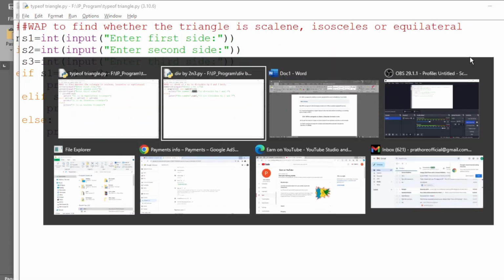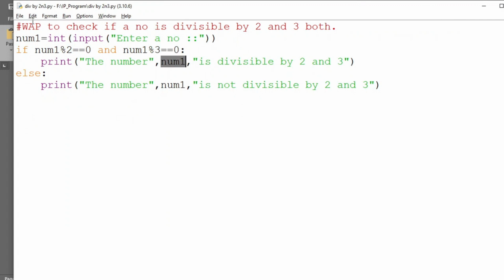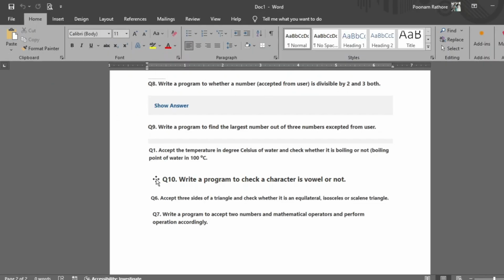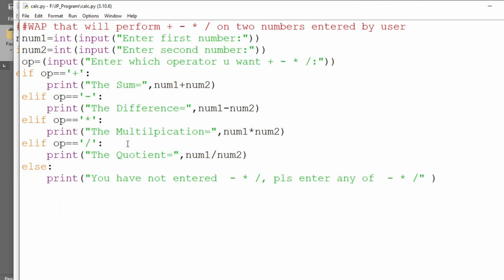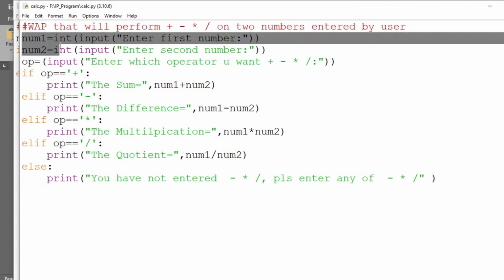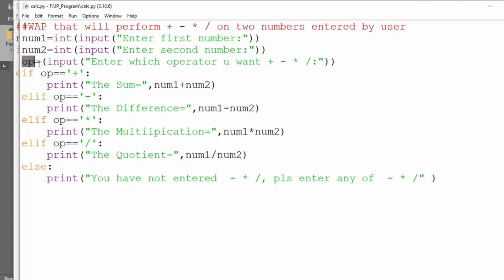I hope these programs are now being very easy for you people. You're not finding it difficult, right? The last one is we have to write a program to accept two numbers from the user, and then we have to also accept the mathematical operator to perform the operation like plus, minus, multiply or divide. Kind of calculator you are creating, right? So we have to get two numbers from the user, and also you have to get the operator. Now the operator, I'm not going to use int over here because this operator is kind of string, because I need to compare it. So it could be a string.